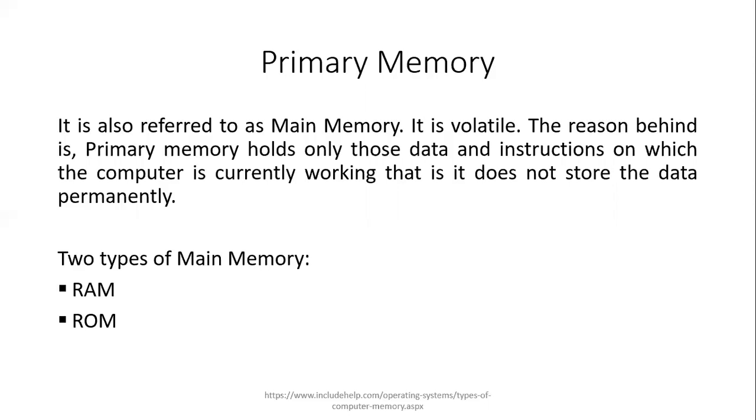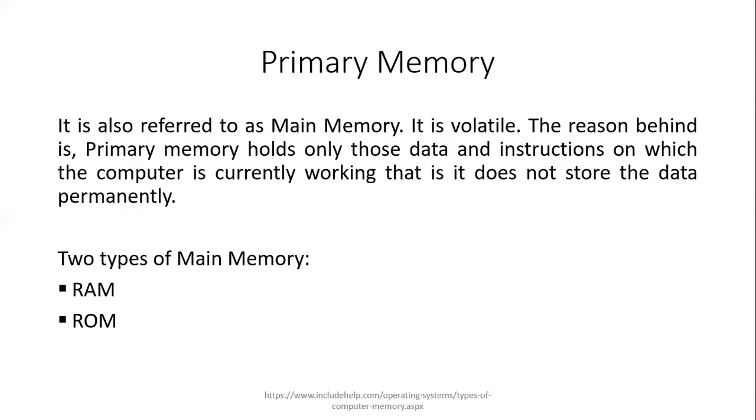It is also referred to as the main memory, and it is volatile in nature. Volatile means the data stored in the primary memory is available only for the time the system has the power on. Once the light goes off or you switch off the computer system, the data stored in the main memory is lost.